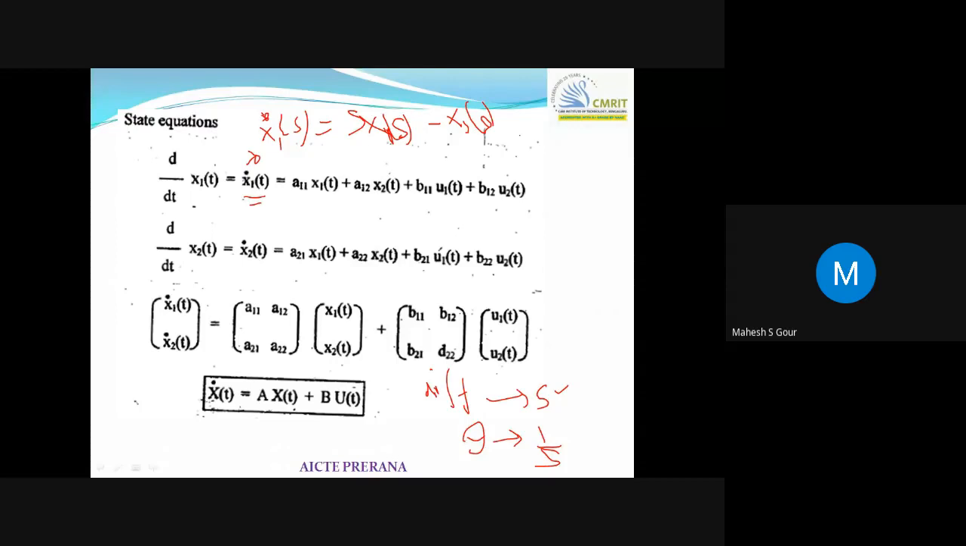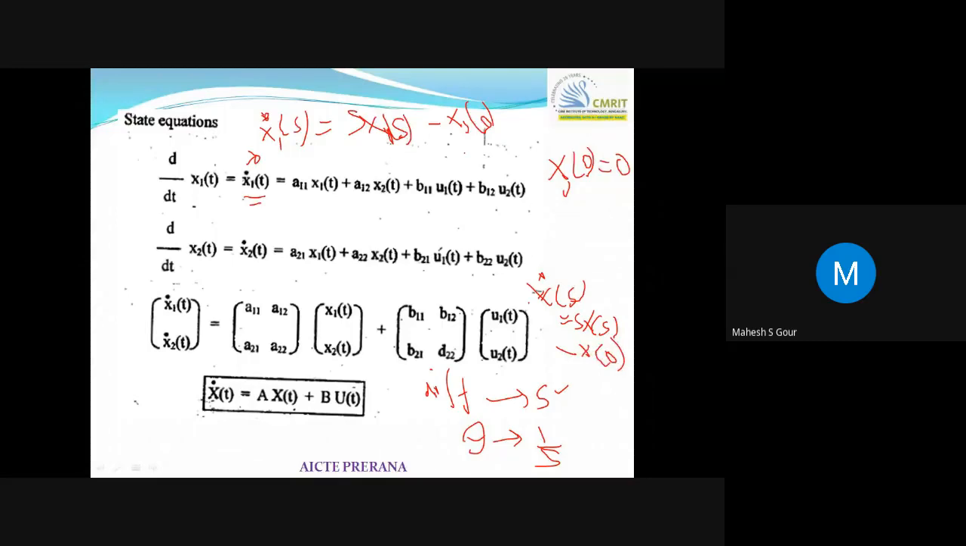Why have I written x1 of 0? Because in the previous modules, you assumed your initial condition as 0. When initial conditions are 0, x1 of 0 will be equal to 0. So whenever x dot of s was there in the previous modules, I directly wrote s x of s, because the initial condition was 0. Here in the state space analysis, where there is some initial condition, I need to include that initial condition, so that is expressed as minus x of 0.